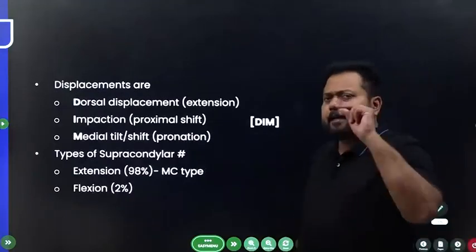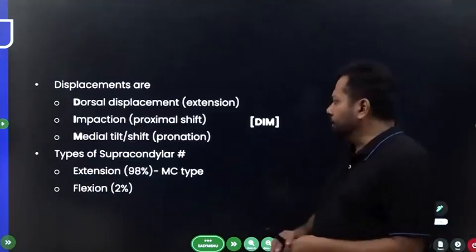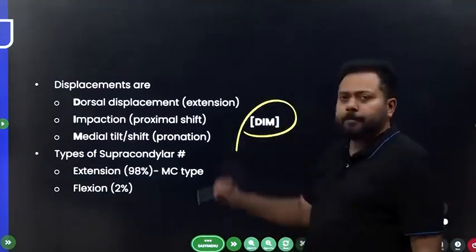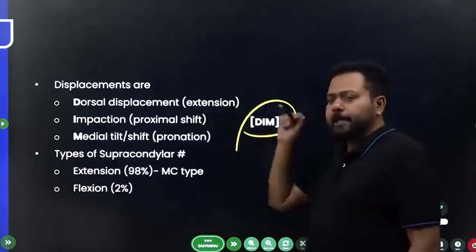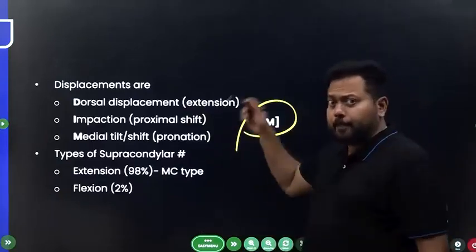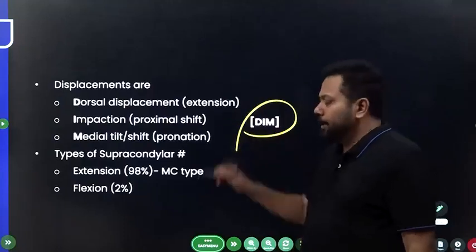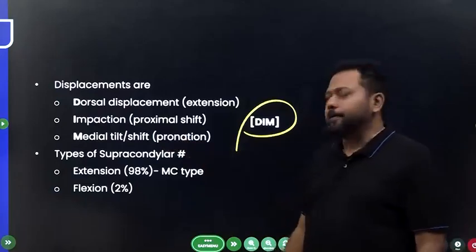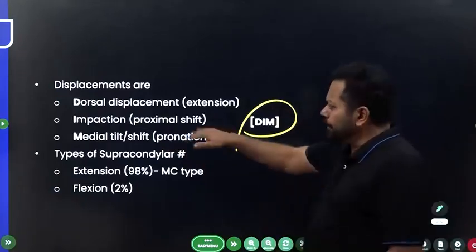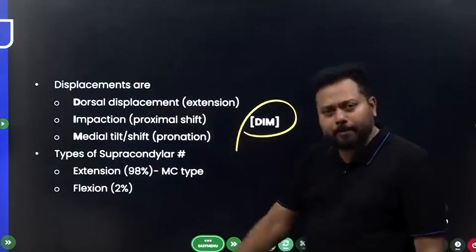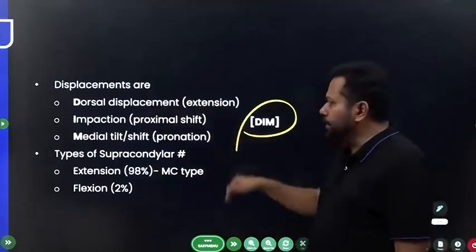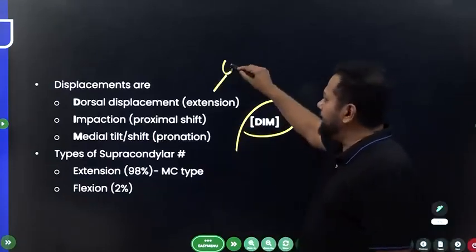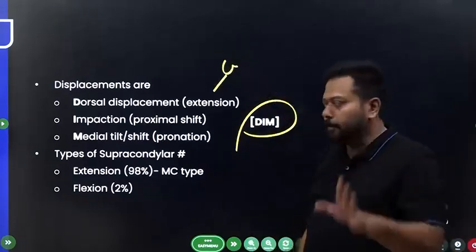The 3 classical deformities of supracondylar fracture, the mnemonic goes by the word DIM. Dorsal displacement, impaction, medial tilt. Dorsal displacement is otherwise called extension. Impaction is otherwise called proximal migration. Medial tilt is otherwise called pronation. So you just remember dorsal displacement, impaction, medial tilt, DIM. These are the 3 classical displacements of supracondylar fracture. Guaranteed question. Okay, DIM.